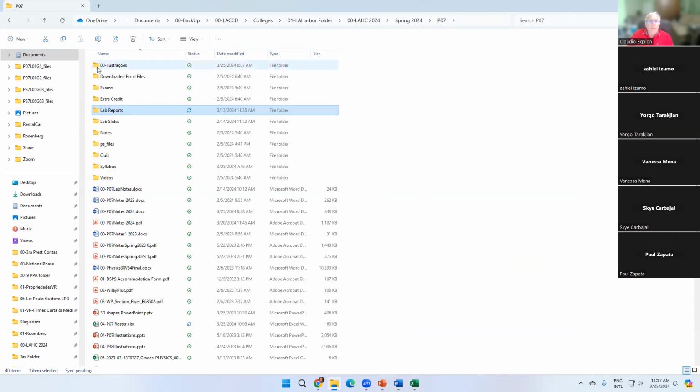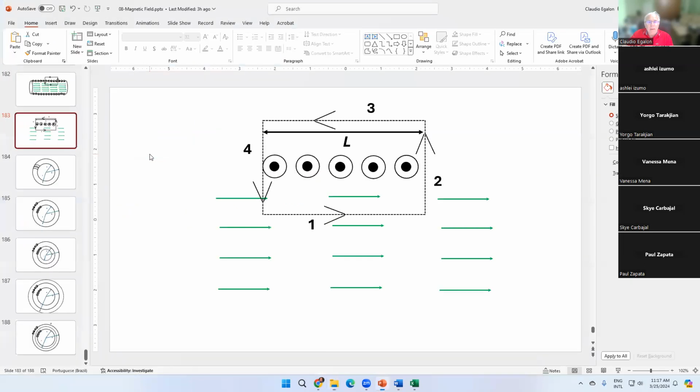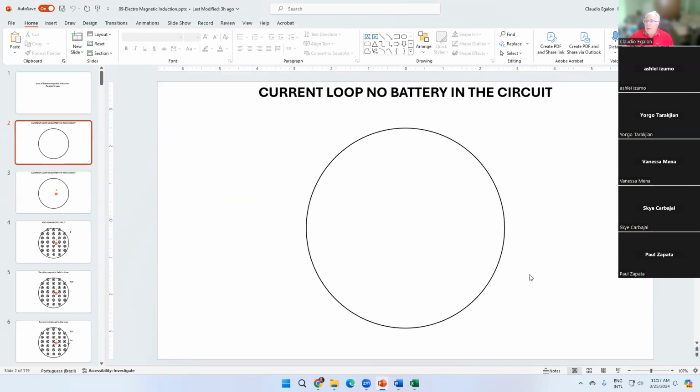My illustrations of electromagnetic induction right in here. Okay, so here you go. We have a loop with no battery whatsoever. A current loop with no battery whatsoever.